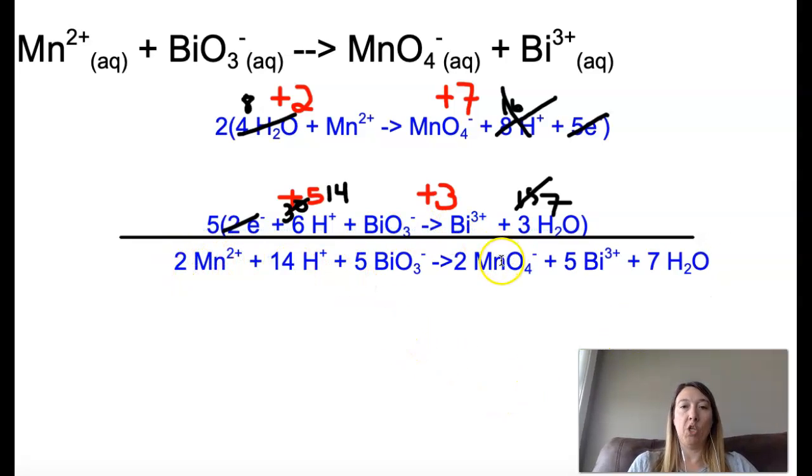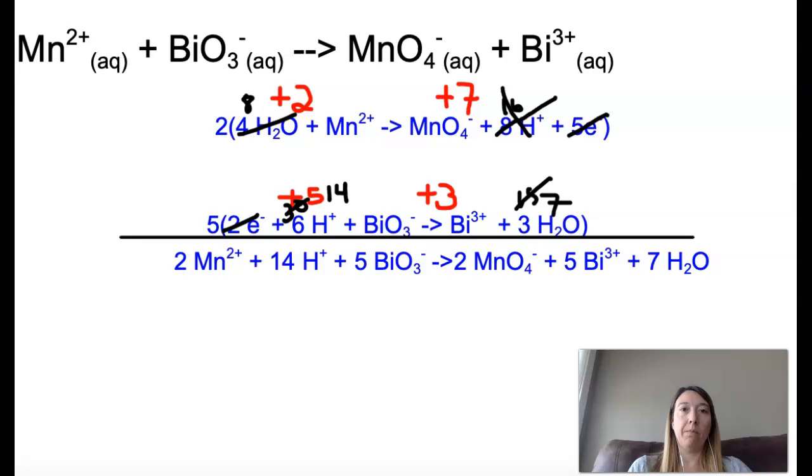2 Mn's, 14 hydrogens, 7 times 2, 14 hydrogens, 5 Bi, 5 Bi. 5 times 3, so 15 oxygens. 2 times 4, so 8, plus 7 is also 15. So atom-wise, we are good. We need to check charges.